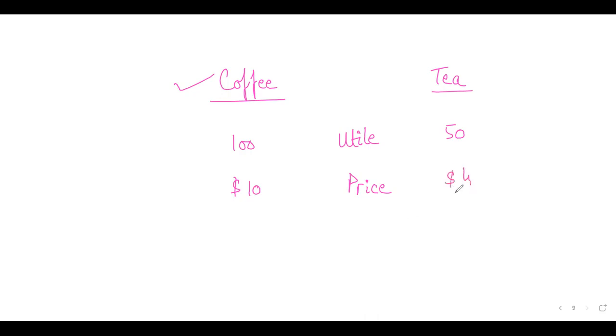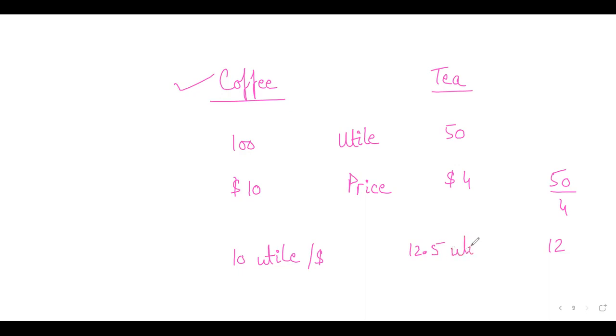Now, when you do this simple calculation, this was your marginal utility divided by price. So for coffee, you're getting 10 utils of utility for each dollar that you spend on coffee. On the other hand, for tea, 50 divided by 4 gives you how much? 4 twelves are 48, so it gives you 12.5. So it's 12.5 utils of utility per dollar for tea.